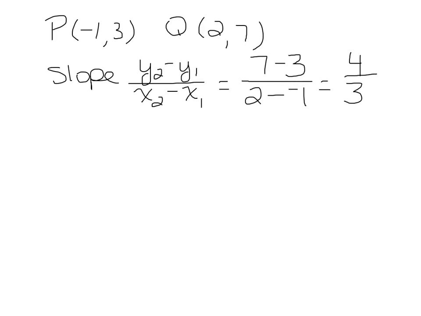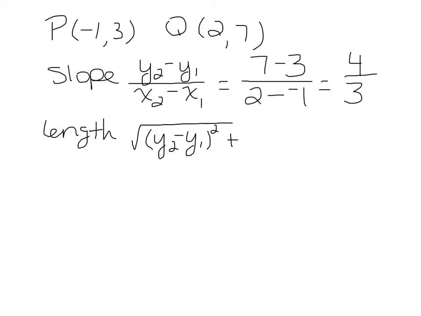Next thing we will find is the length between P and Q. To calculate the length between P and Q, we will use the distance formula, which is y sub 2 minus y sub 1 squared plus x sub 2 minus x sub 1 squared, and then square root. Again, that's based upon the Pythagorean theorem, if that helps you remember it.